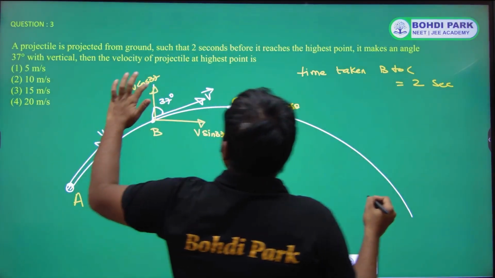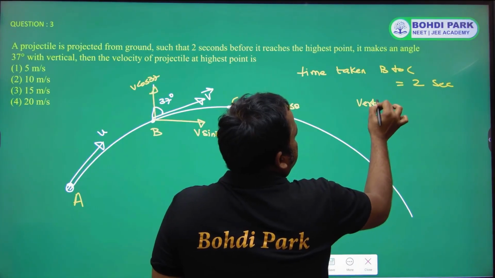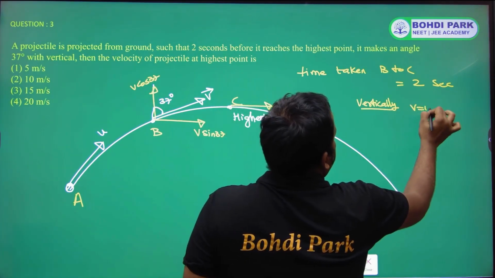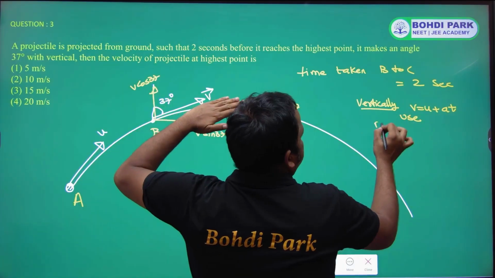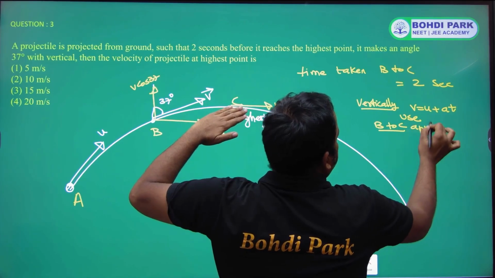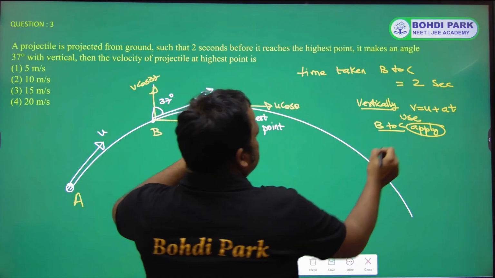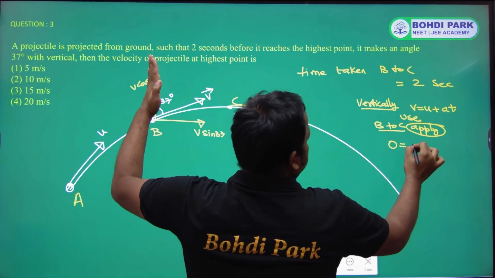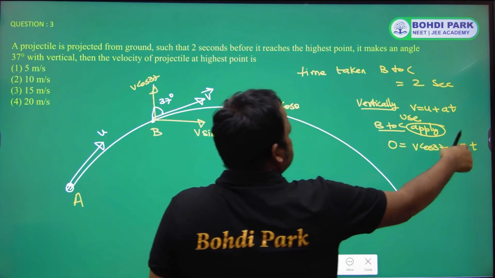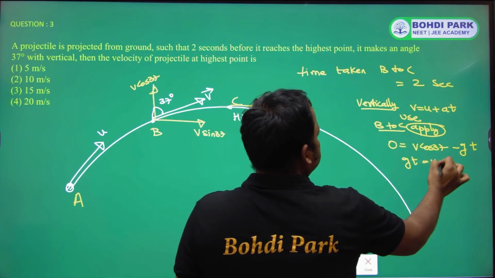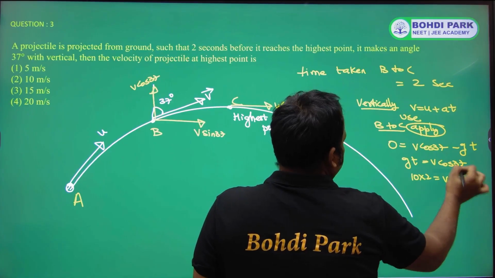So let's calculate v cos 37 first. So vertically, B to C, apply v is equal to u plus at. So final vertical velocity is 0. Initial vertical velocity is v cos 37. Acceleration is minus g, and time taken is 2. So 10 into 2 is equal to v into cos 37.